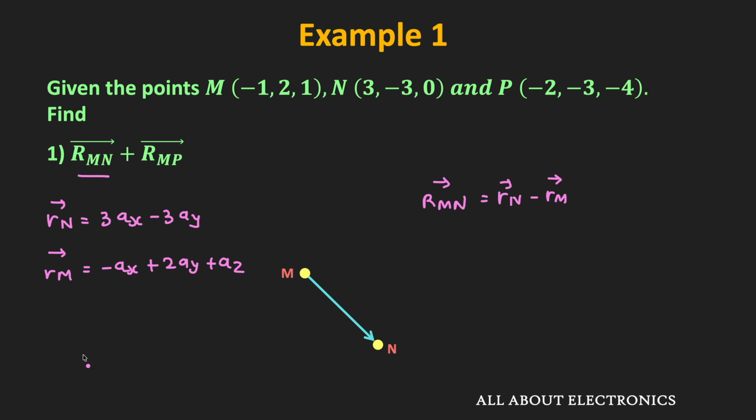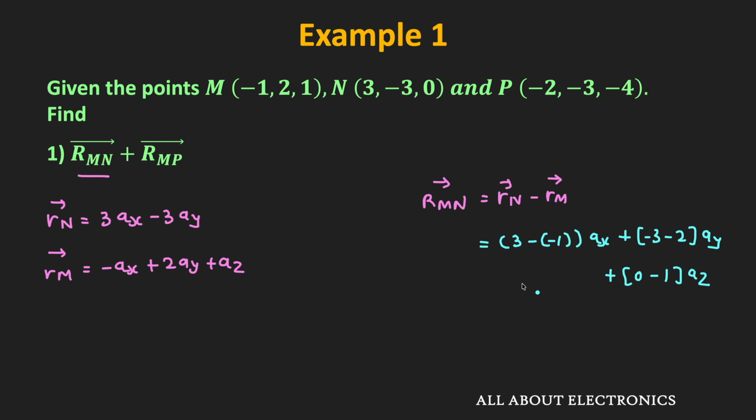Now the vector Rmn is equal to Rn minus Rm. Here we will do this subtraction component-wise. So Rn minus Rm is equal to 3 minus 1 times ax plus minus 3 minus 2 times ay plus 0 minus 1 times az. That means the vector Rmn is equal to 4ax minus 5ay minus az. In this way, we got the vector Rmn.